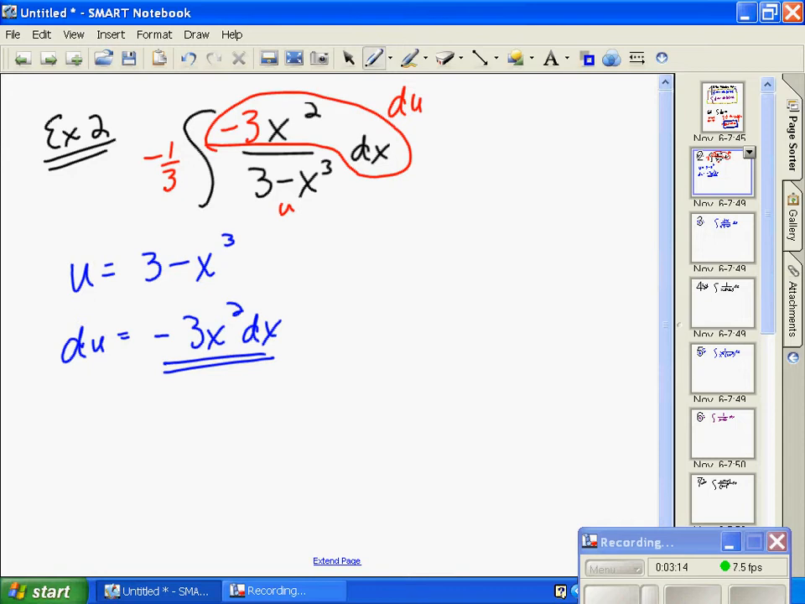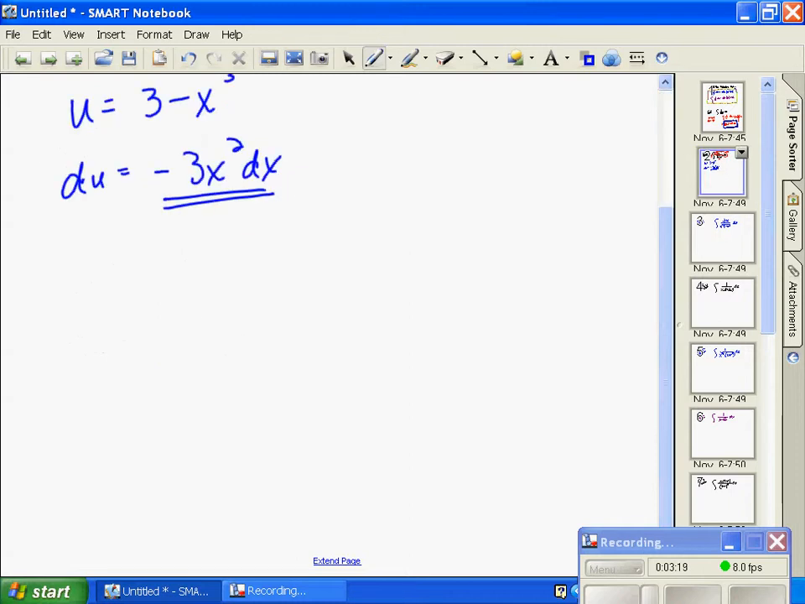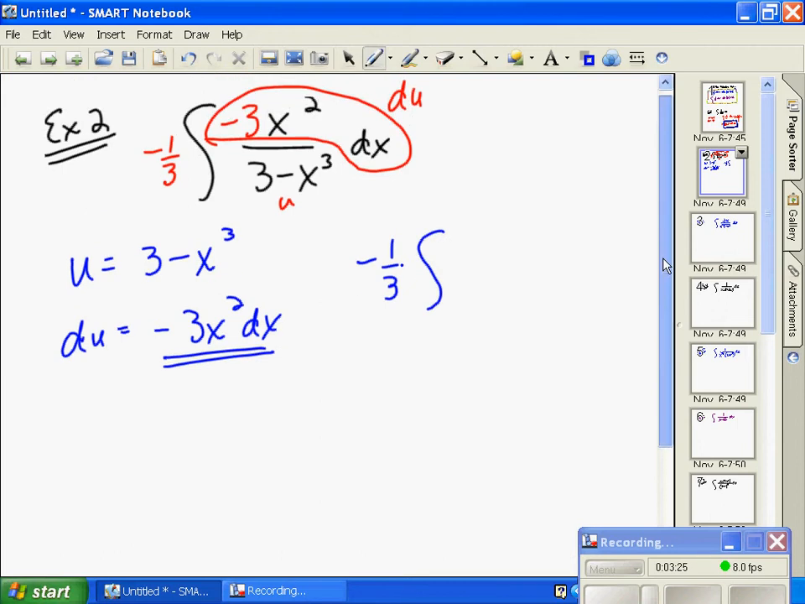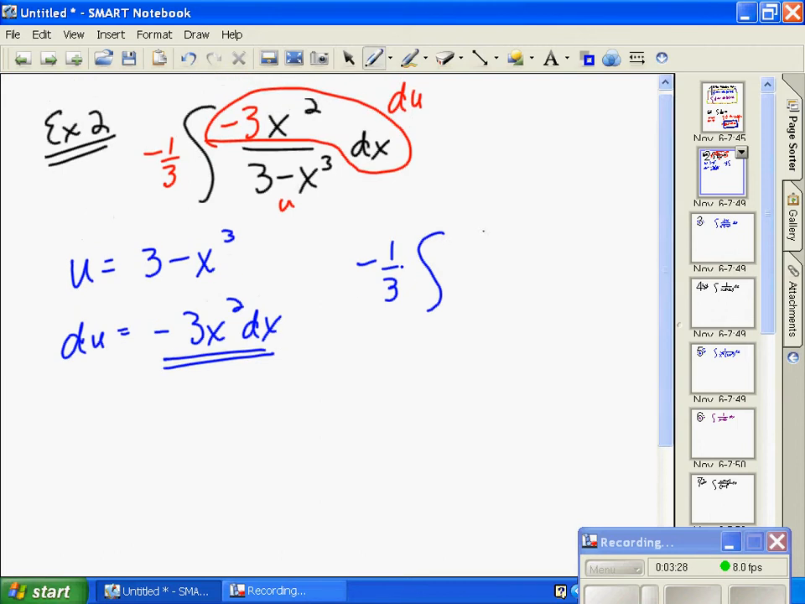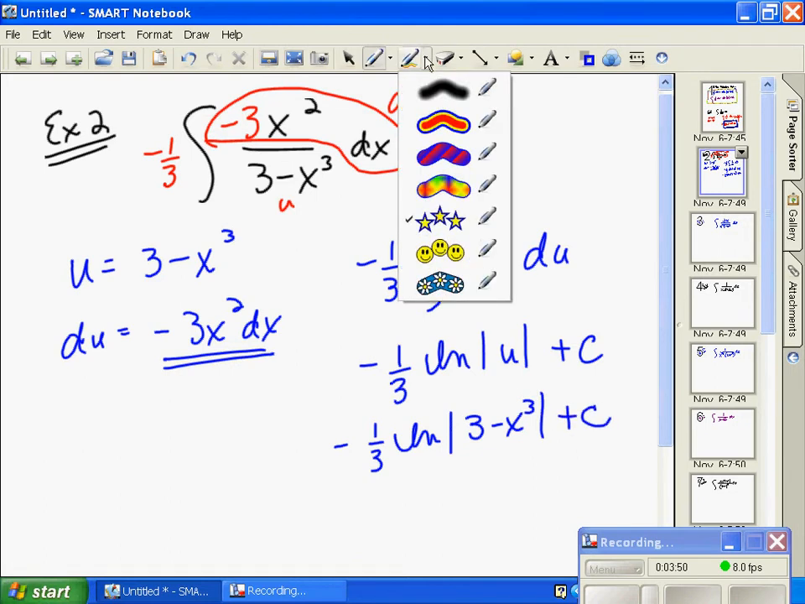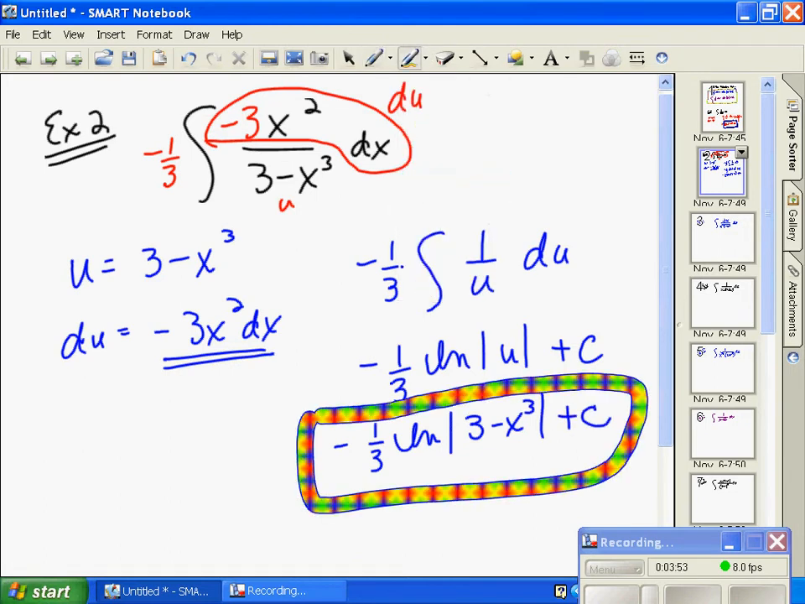So what I really have then is the integral, let me write it down here, negative 1/3 integral of 1 over u du. And then I'm going to do my anti-differentiation there. So I get the natural log of the absolute value of u, don't forget plus c. So then I get negative 1/3 natural log of the absolute value of 3 minus x cubed plus c, and there is my final answer.